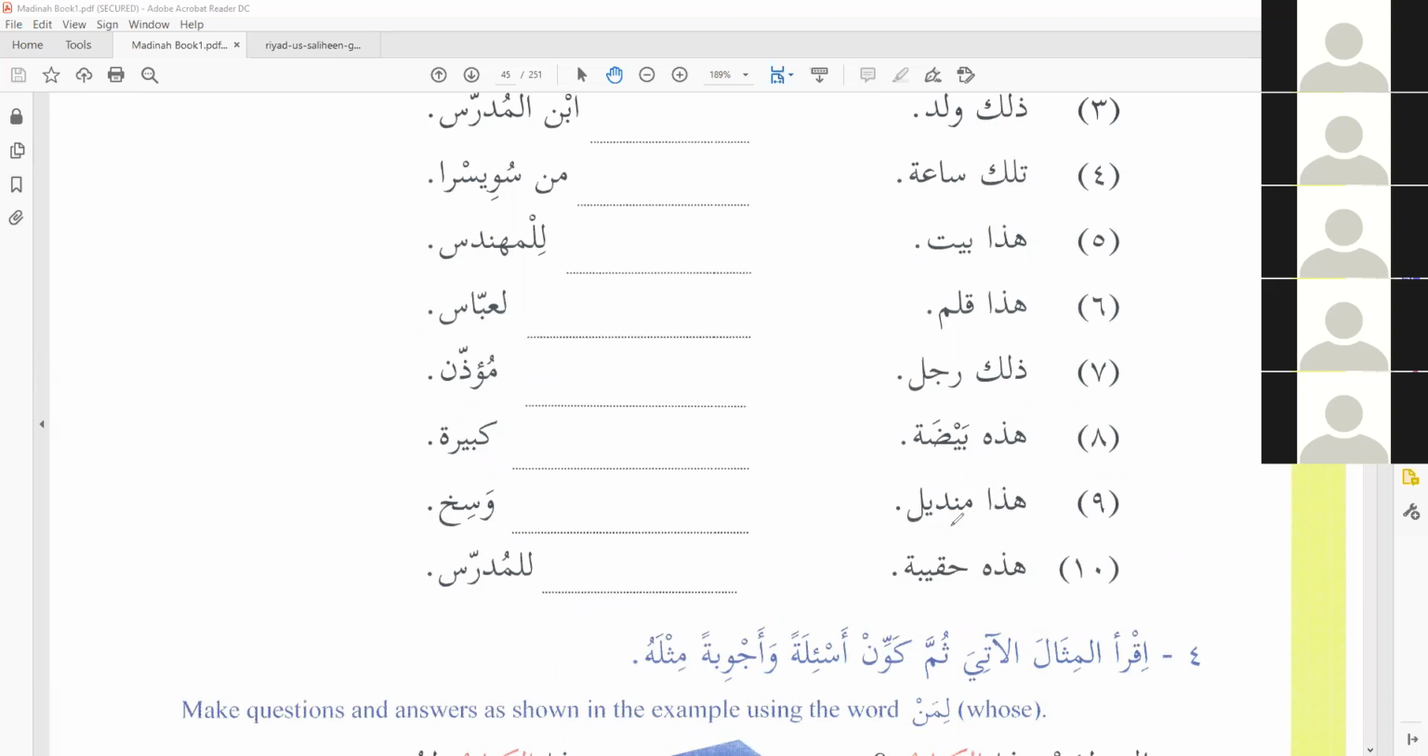Hadha mindilun. Good. Okay. Hadha mindilun. Hadhal mindilu. Yes, great job. That's perfect. Can you translate that for us if you would? Yes, hadha mindilun. This is a kerchief. And hadhal mindilu wasikhun. This kerchief is dirty. Fantastic, mashallah. Very, very good.